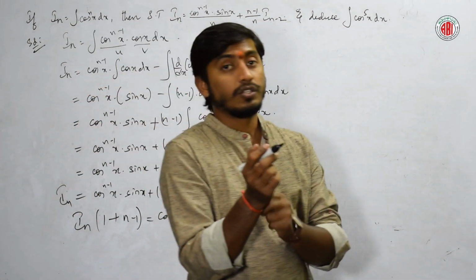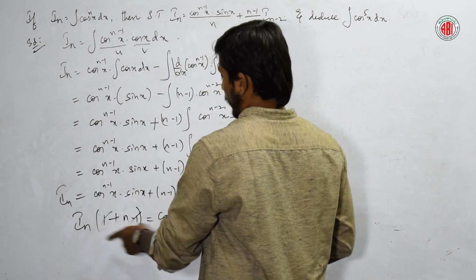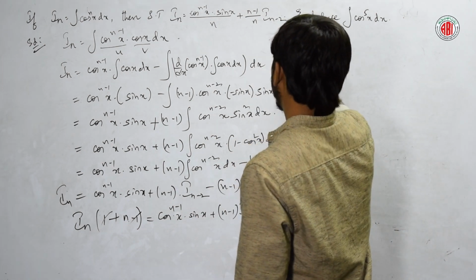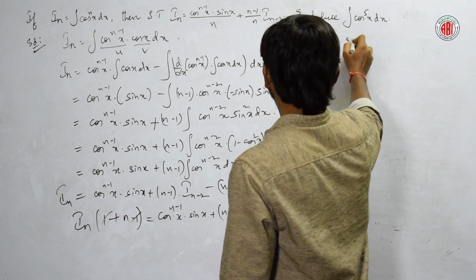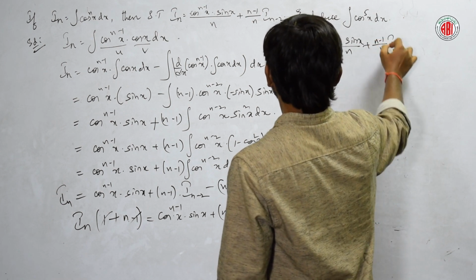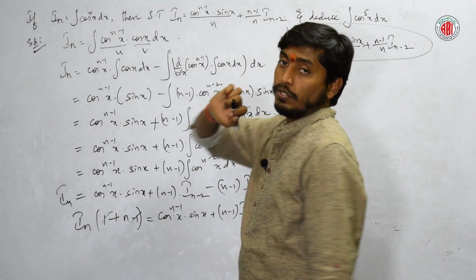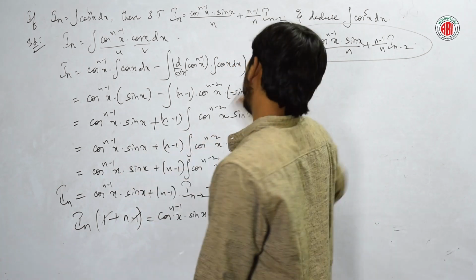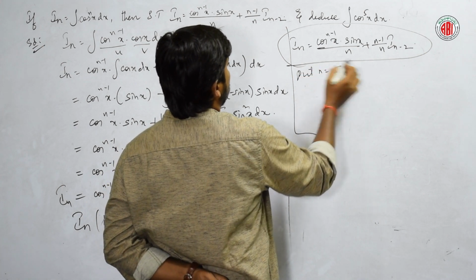Is it right? So, here 1 minus 1 will get cancelled. We will write this n into the denominator for this term. So, I will get I(n) is equal to cos^(n-1)x into sin x by n plus (n-1) by n I(n-2). This is the required solution. Clear? No more difficulties here.